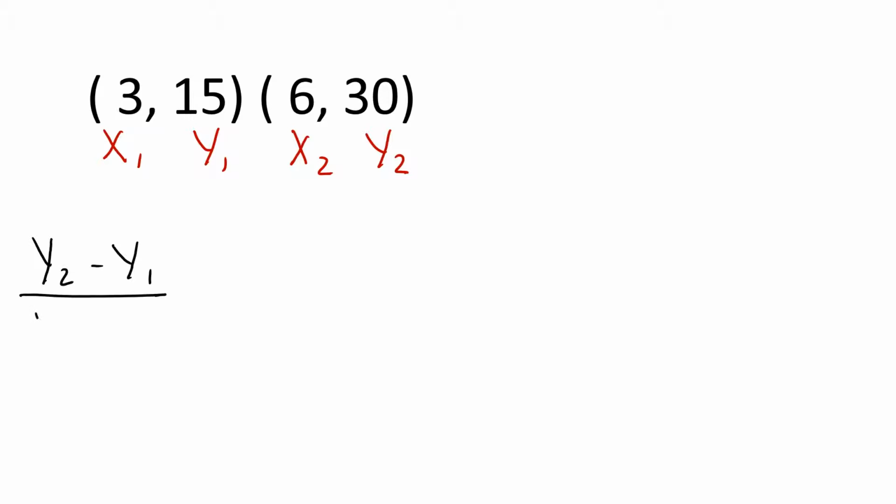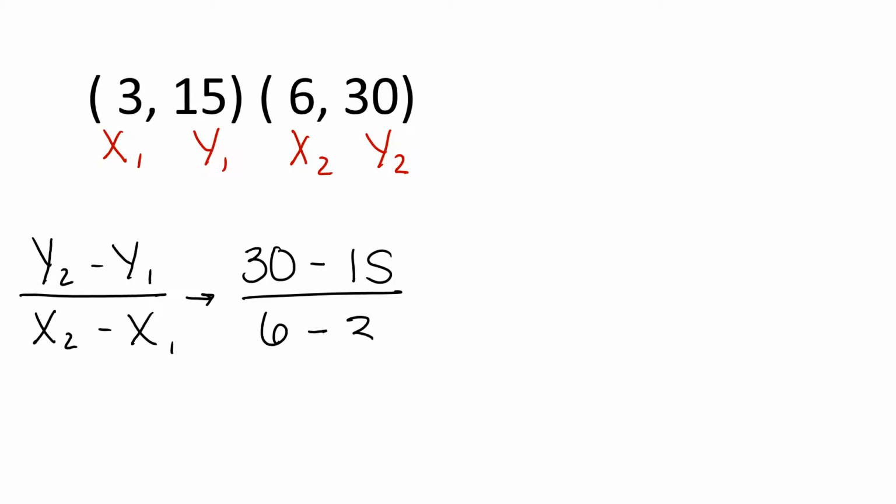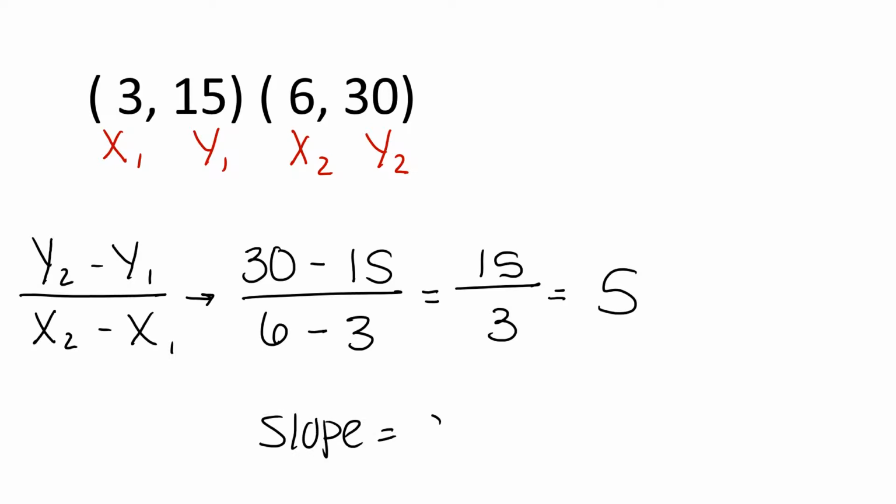For this problem, we have the point 3, 15 and 6, 30. We start by labeling them x1 and y1, x2 and y2. We plug them in the formula y2 minus y1 over x2 minus x1. Y2 is 30 minus y1 is 15. X2 is 6 minus x1 is 3. 30 minus 15 is going to give us 15. 6 minus 3 is 3. 15 divided by 3 is 5. Our slope is 5.